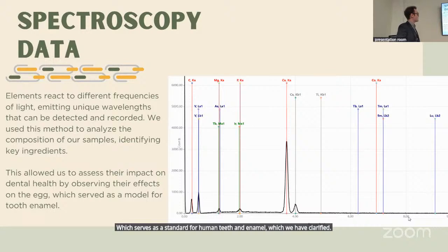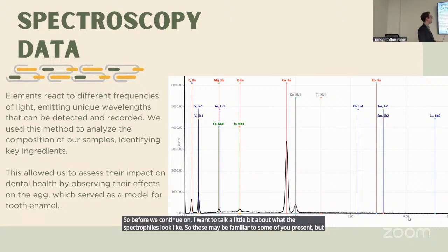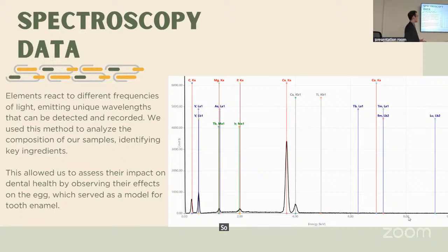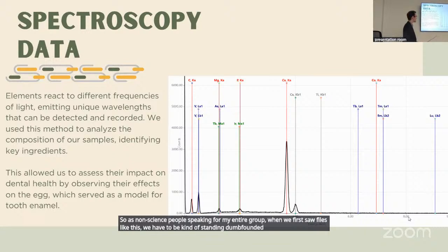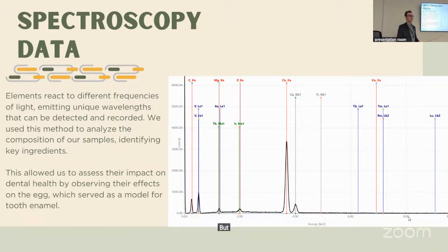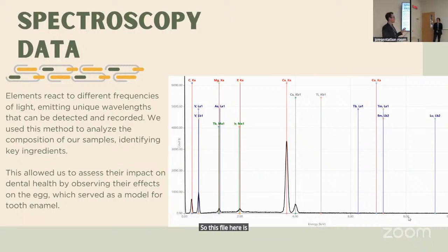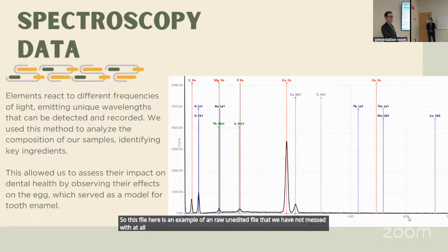So before we continue on, I want to talk a little bit about what these spectrum files look like. These may be familiar to some of you present, but for others it may be as foreign as it was for us when we first looked at these. As non-science people, speaking for my entire group, when we first saw files like this, we were standing dumbfounded. We had absolutely no clue what we were looking at. But eventually, with the help of our assisting teachers, Tracy and Bert, thank you guys very much, we were able to start to decipher this. This file here is an example of a raw, unedited file that we have not messed with at all. This is of our control egg, so the all green image that we saw prior.